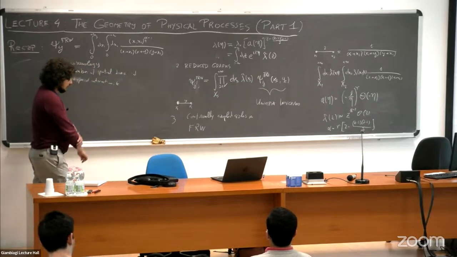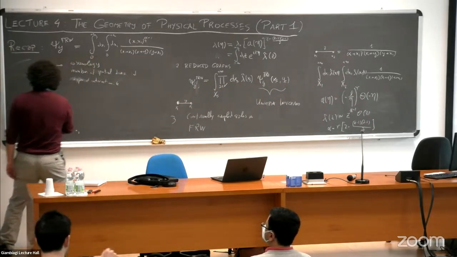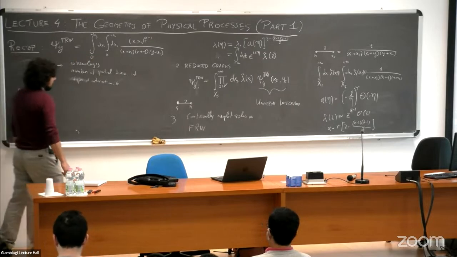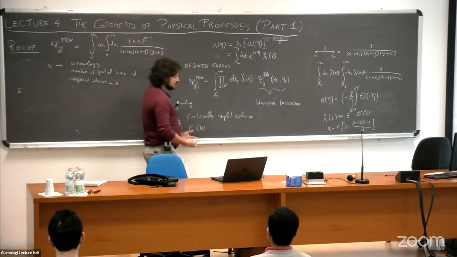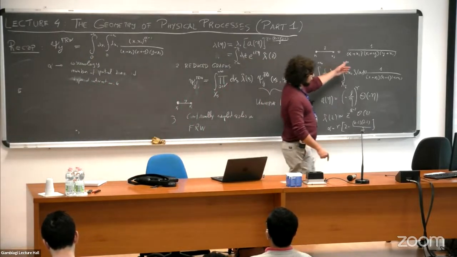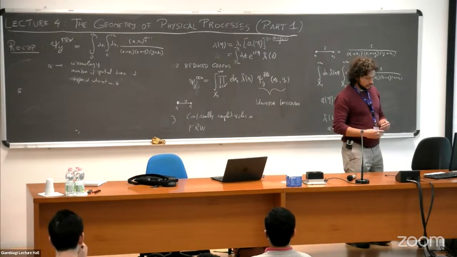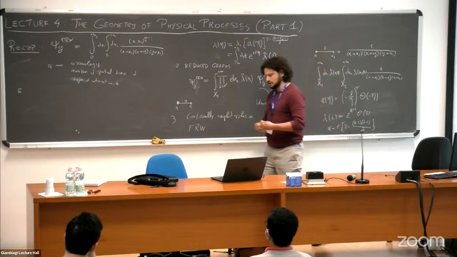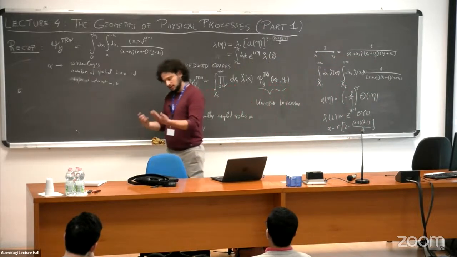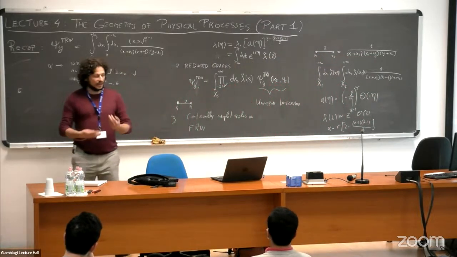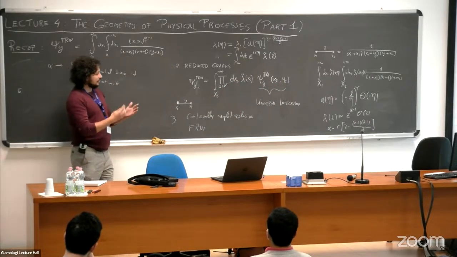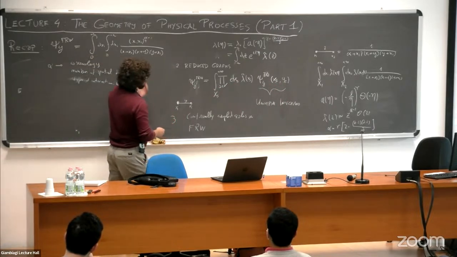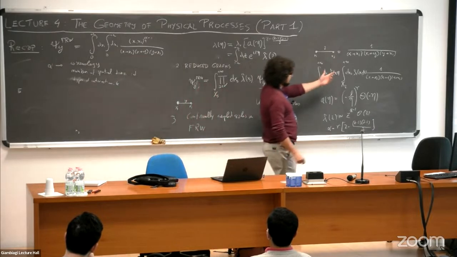And the final thing that we learned yesterday was that, if you remember, when we computed this formula explicitly for the first time, we used the explicit expression of the bulk-to-bulk propagator, which is a three-term expression. You get three terms with a spurious singularity, and then you could massage it into this one-term expression.